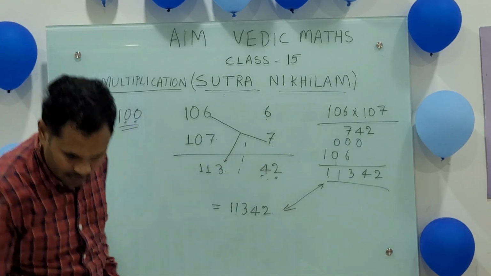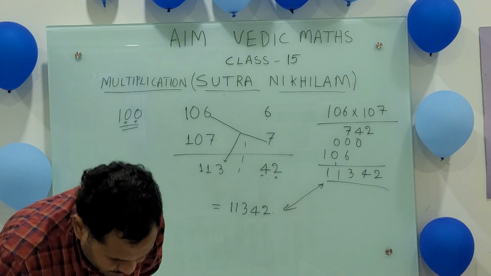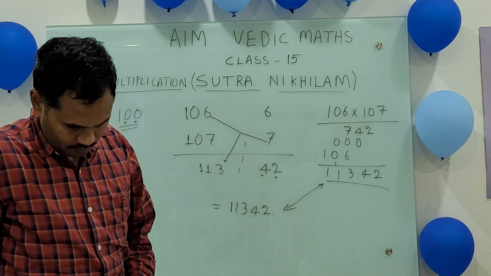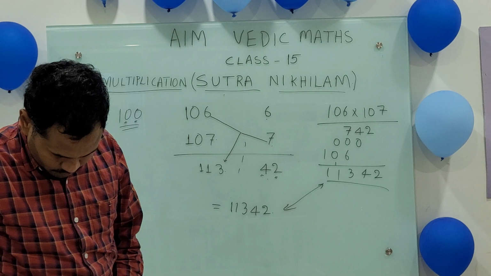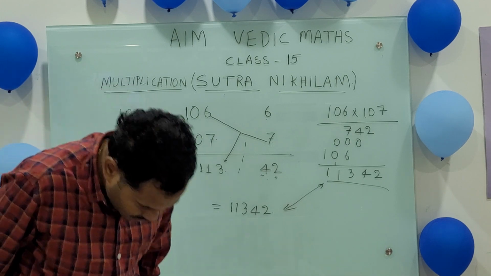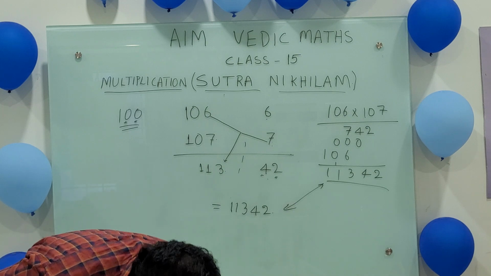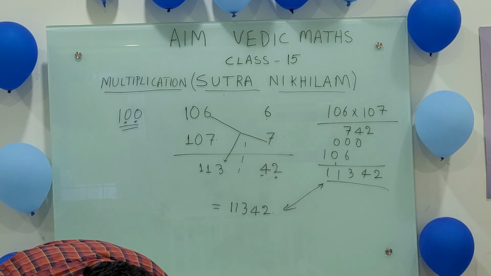That's it. So now let's see one more example which is having one positive deviation and one negative deviation. So 104. Let's take an example which is having one positive deviation and one negative deviation.